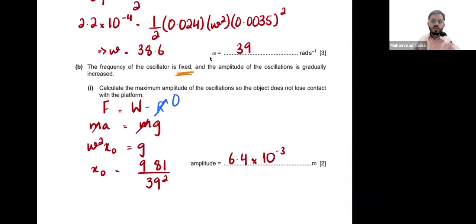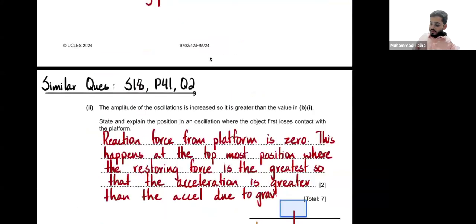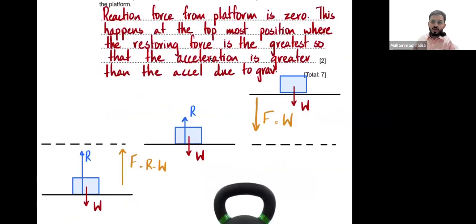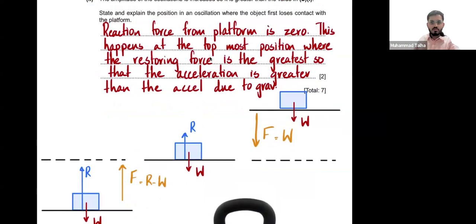Now it's increased more than this value, right? Now, state and explain the position in an oscillation where the object first loses contact with the platform. Obviously, because of all of this analysis we've been doing, you also know this by experience, the position where contact would be lost first would be at the topmost position of oscillation, right?